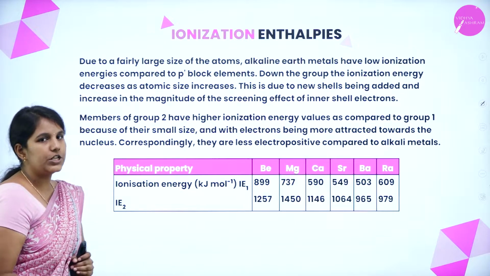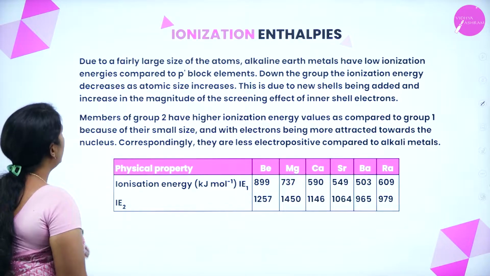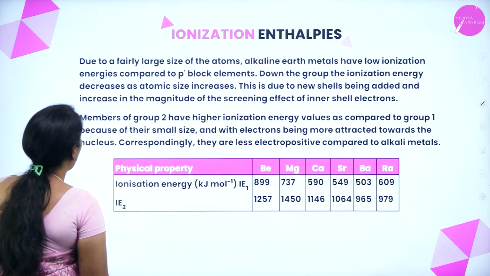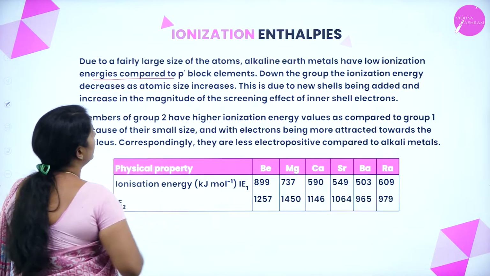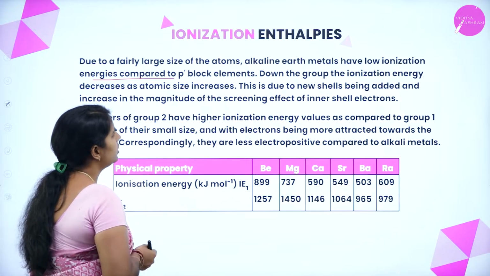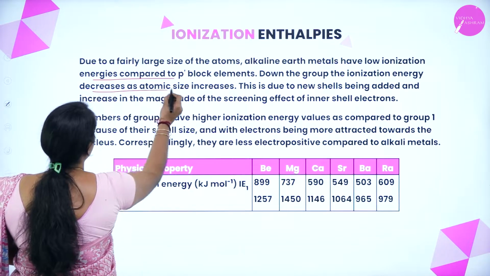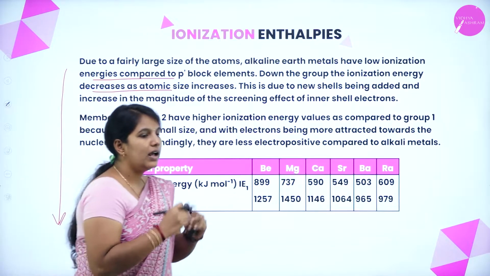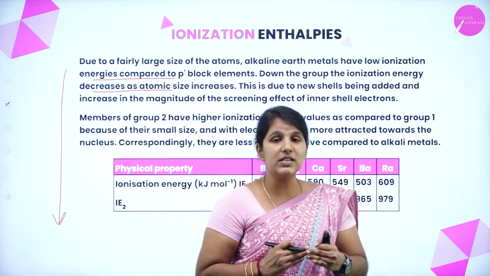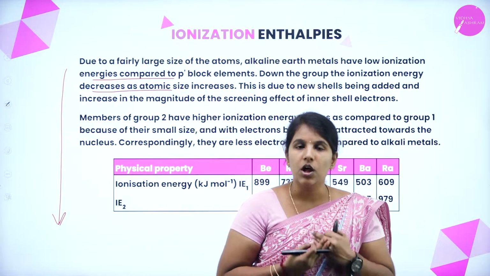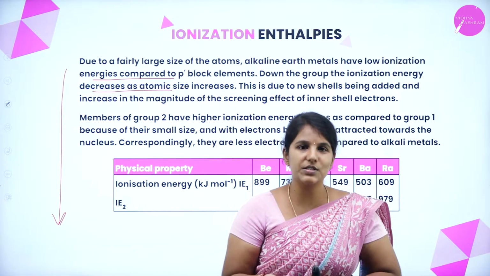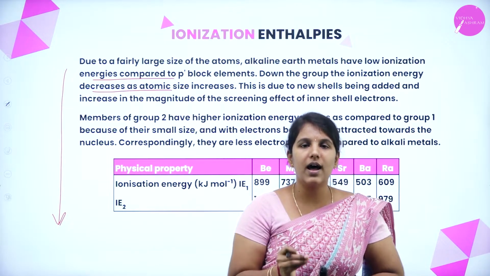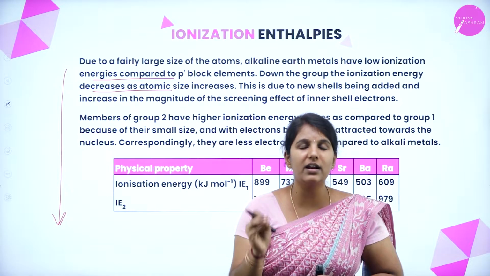Next is ionization enthalpy. Due to the fairly large size of the atoms, alkaline earth metals have low ionization energy compared with the p block elements. Down the group, ionization energy decreases as the atomic size increases, which indicates that as we move down the group, the ionization enthalpy decreases. Already we have understood what ionization enthalpy or ionization energy is. It is the energy required to remove the outermost electron from an isolated gaseous atom.